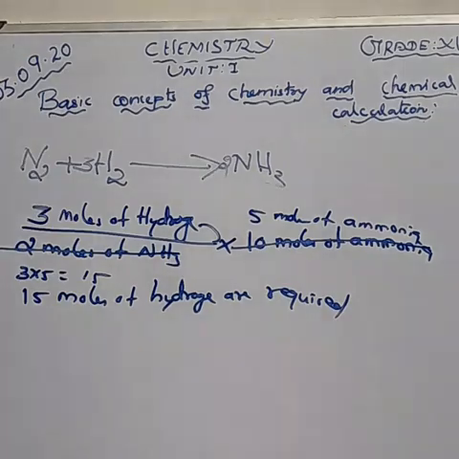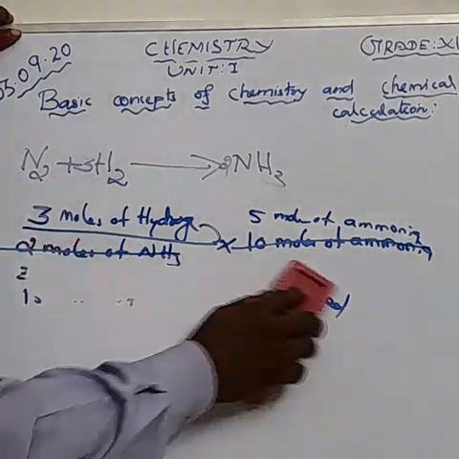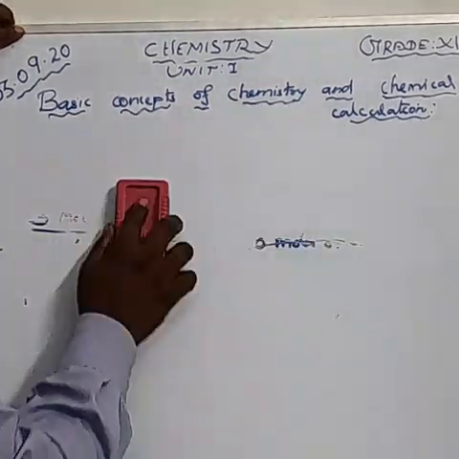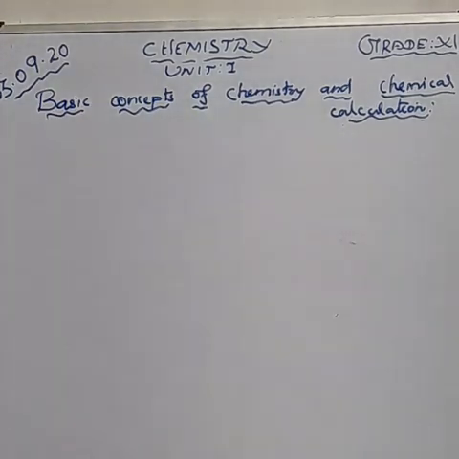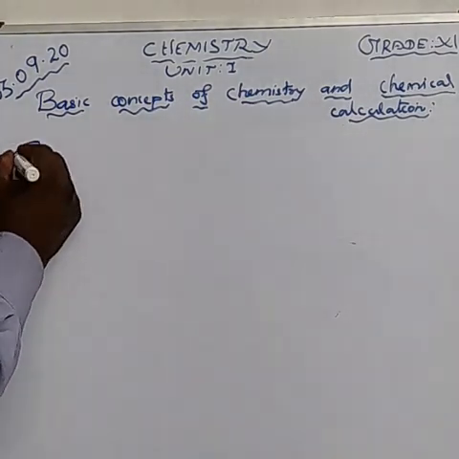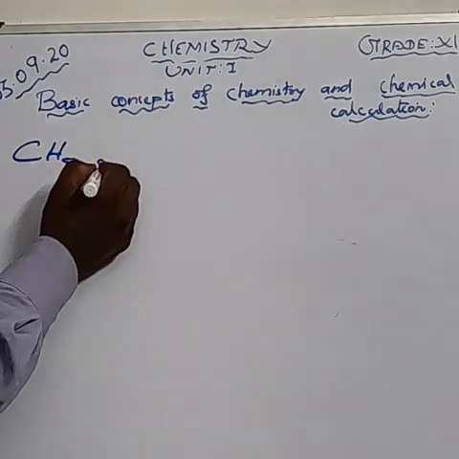Calculate the amount of water produced by the combustion of 32 gram of methane. That's the question. First of all, I am writing the equation. What is the formula for methane? CH4. This is methane gas.